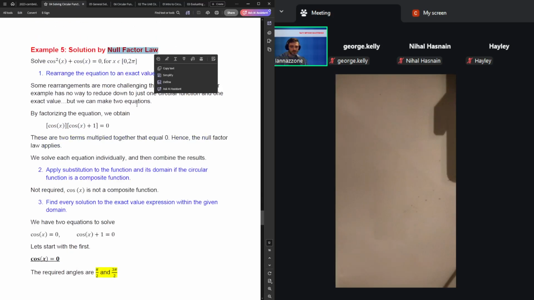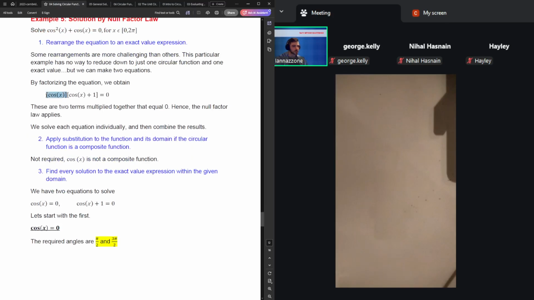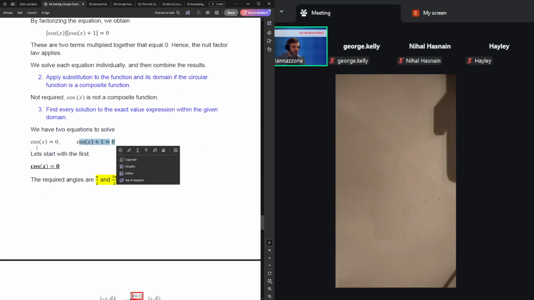Well, then we move into null factor law, which states that when you have a product of 2 terms equaling 0, either this one equals 0 or this one equals 0. We did this all the way back in quadratics, but the same idea applies to any terms that are multiplied together to equal 0. So that gets us two separate equations: either cos equals 0, that's this one, or cos plus 1 equals 0, that's this one. For this one, all we're going to do is subtract 1 to the other side to get our exact value expression.